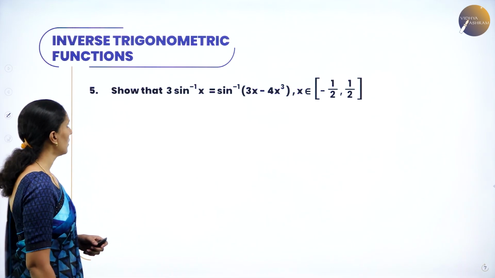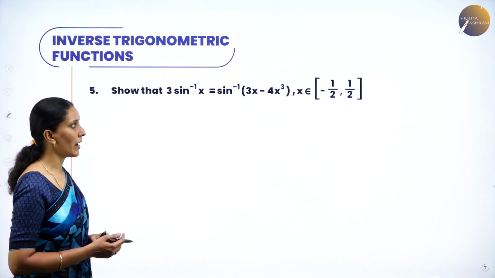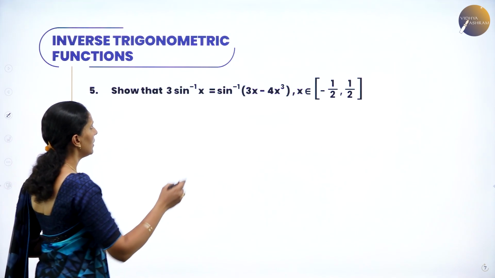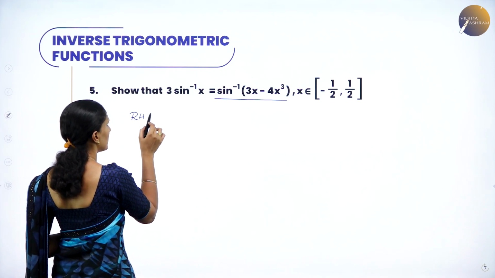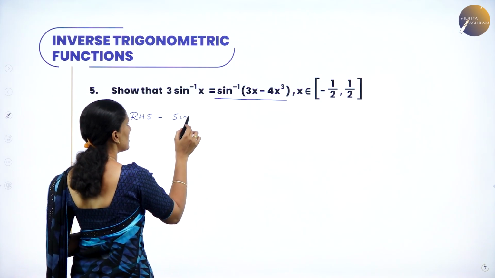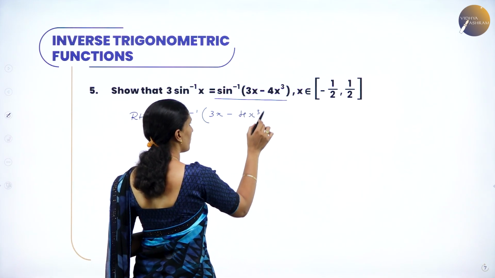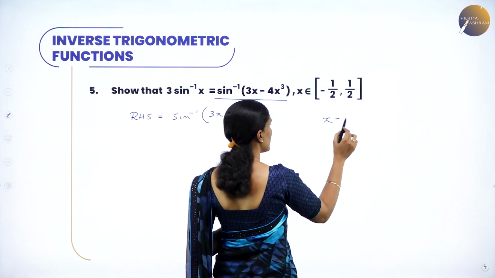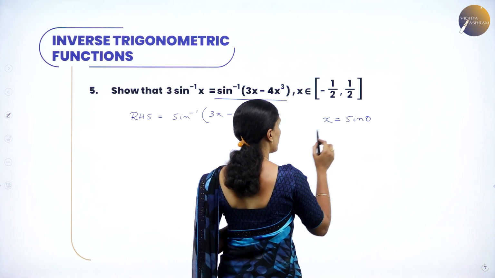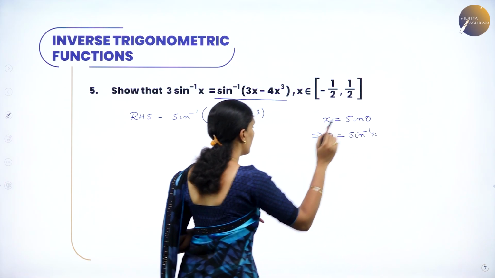Next question. Show that 3 sine inverse x is equal to sine inverse of 3x minus 4x cube. So here let us consider the right hand side, RHS. So sine inverse of 3x minus 4x cube. So let us replace x by sine theta here. So x is equal to sine theta. So this implies theta is equal to sine inverse x.